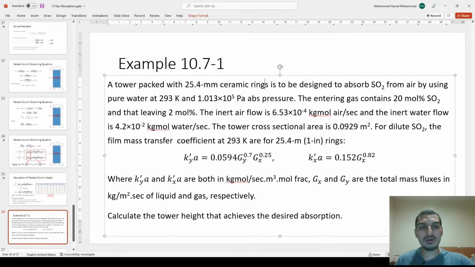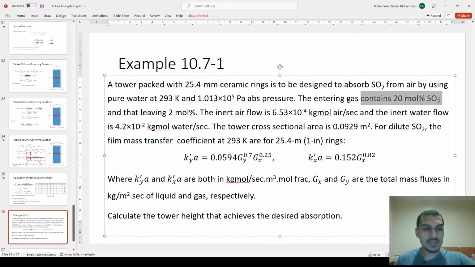I want to design a column to absorb the sulfur dioxide from air using pure water. So this is the first information, that it's pure water, so the mole fraction of SO2 in the inlet water is zero. And I know I'm operating at this temperature and pressure. And again, this is not going to make any difference except for the knowledge of the equilibrium data, that I know that I'm going to use equilibrium data at these conditions.